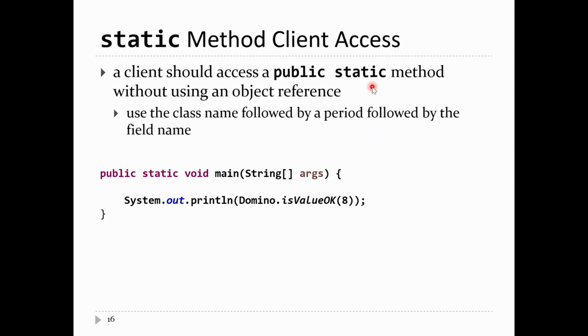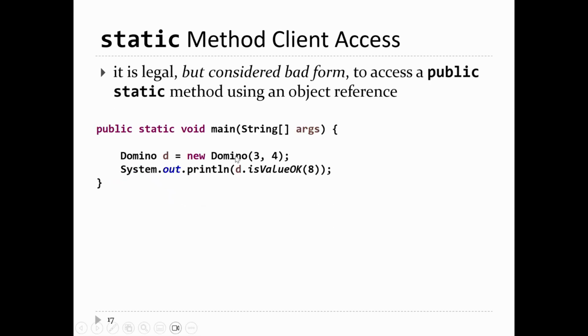So when you call the method, you're always using the name of the class, right? Use the class name, followed by a period, followed by the method name to call the class, right? So to call isValueOK, use the class name Domino in front. And again, it is legal to create an object and call the method. So here I make a Domino object d, and then use d to call the isValueOK method.